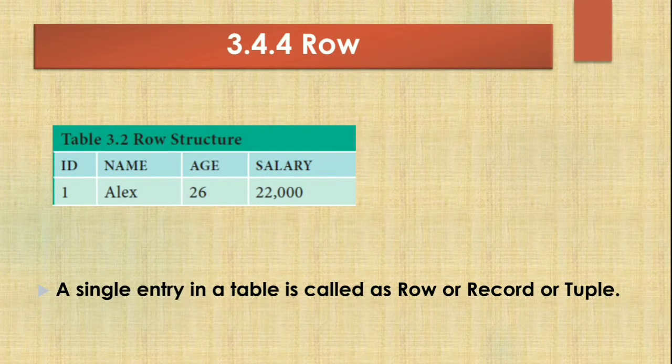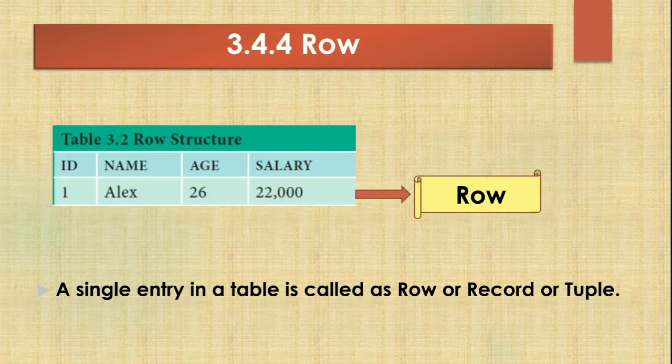Rows are formed by the horizontal lines, and one single row indicates one individual's data. Every row we say is a record or a tuple. Look at the data. ID 1, name is Alex, age is 26 and salary is 22,000. This is one person's detail. So always one row is equal to one record, or the other name is tuple.